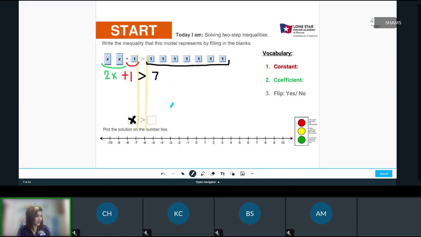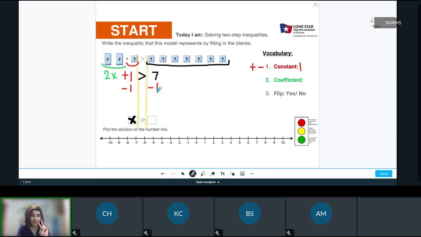Constant will be the number by itself, Ron, and you are right. Constant is 1. So how are you supposed to undo the plus 1? Should you add another 1 or should you subtract a 1? Very good. You should subtract a 1 and you should subtract it from both the sides.